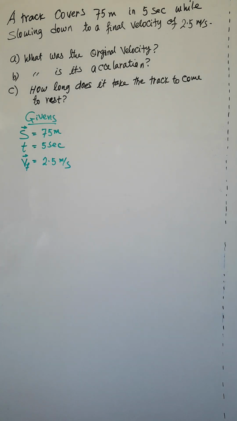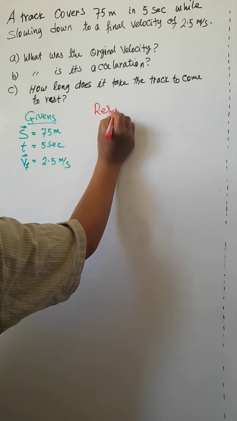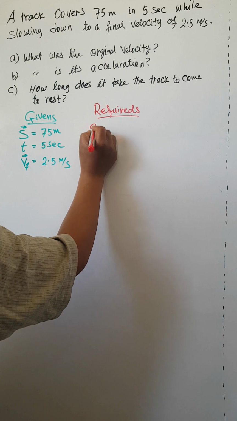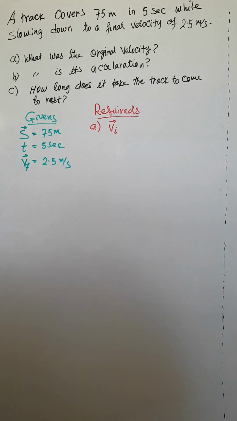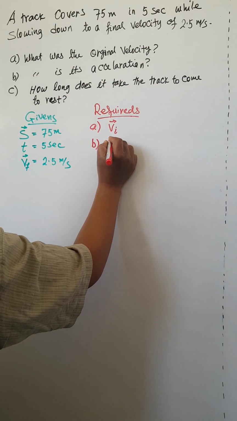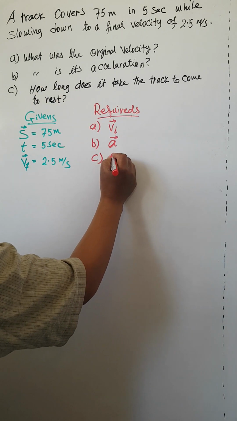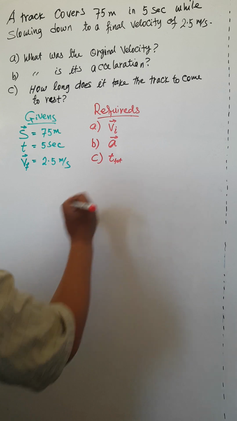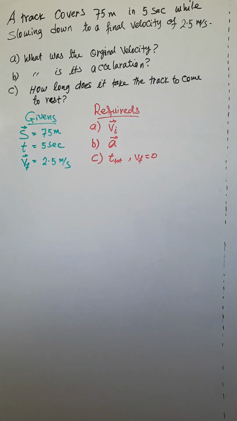Then the requirements are: A, the original velocity, VI. B, its acceleration. And C, the total time, T, when VF is equal to 0. Now let's see the solution part.